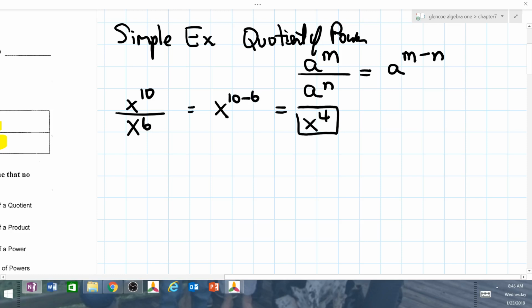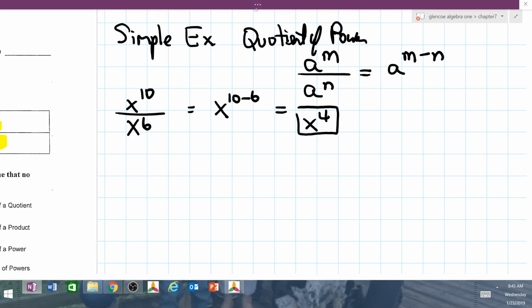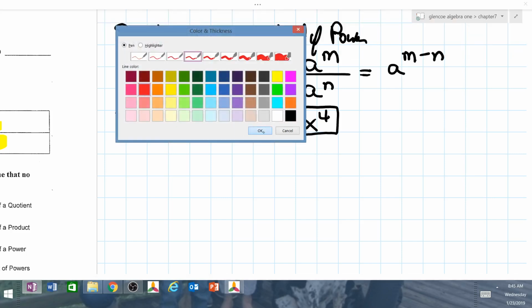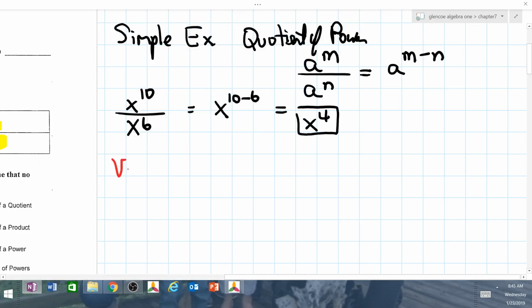Now let me prove to you why this rule works. Just stay with me here for a second and let me show you. This is a very visual representation of why this rule works. And for some people, this is extremely helpful. Takes a little bit more time, but sometimes if you get stuck, it really makes the difference.